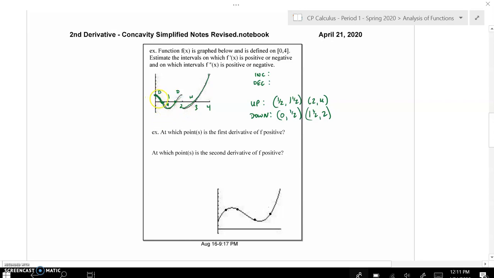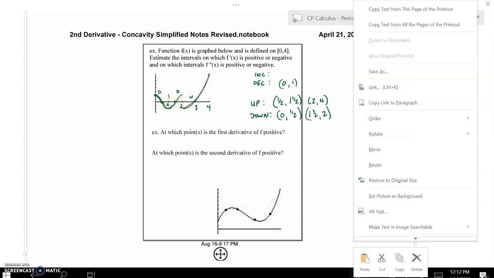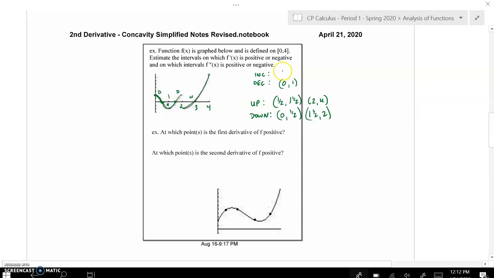So our decreasing goes from 0 to 1, and then our increasing goes from 1 to 2, and also from 2 to 4.